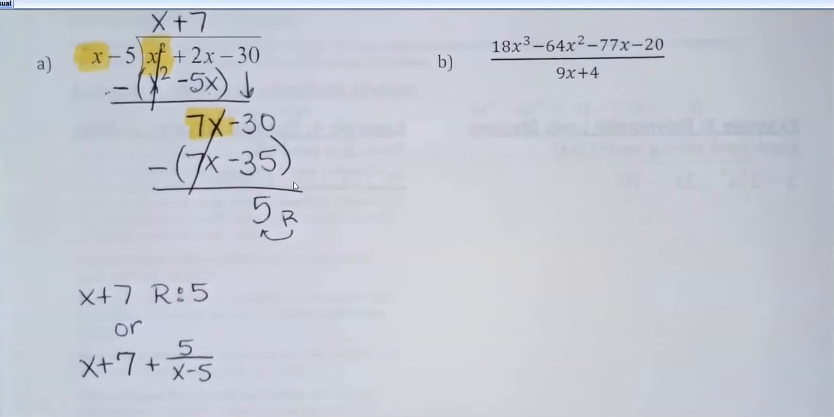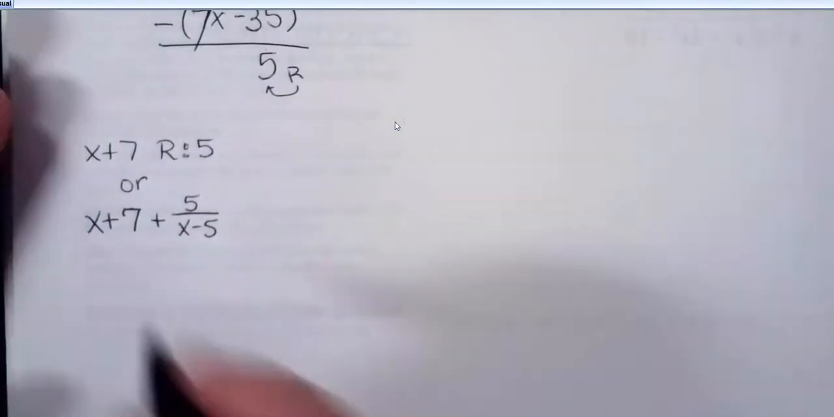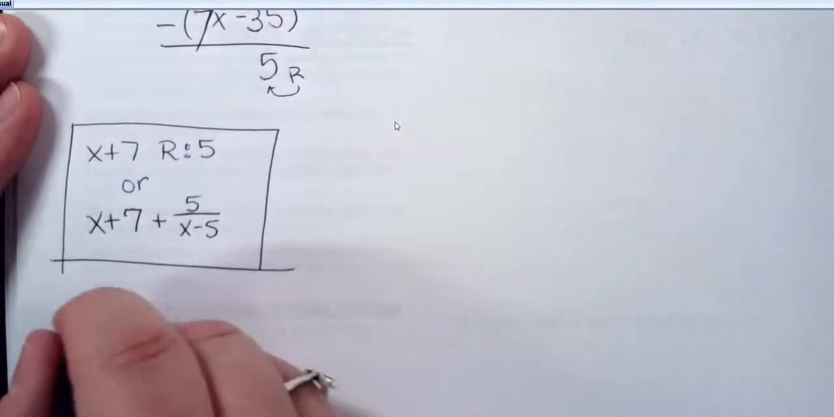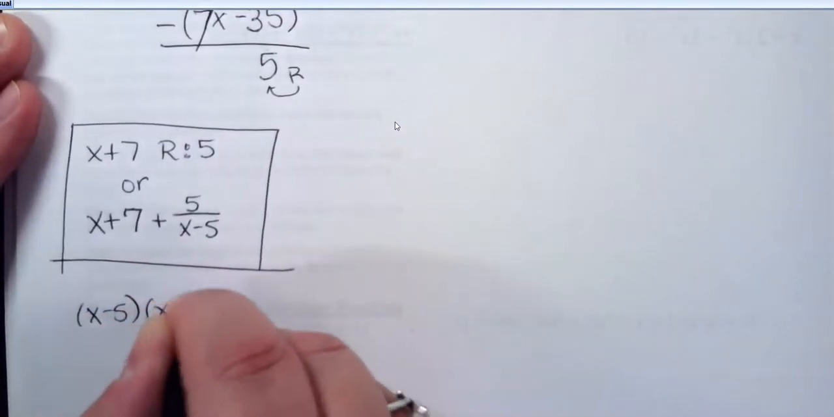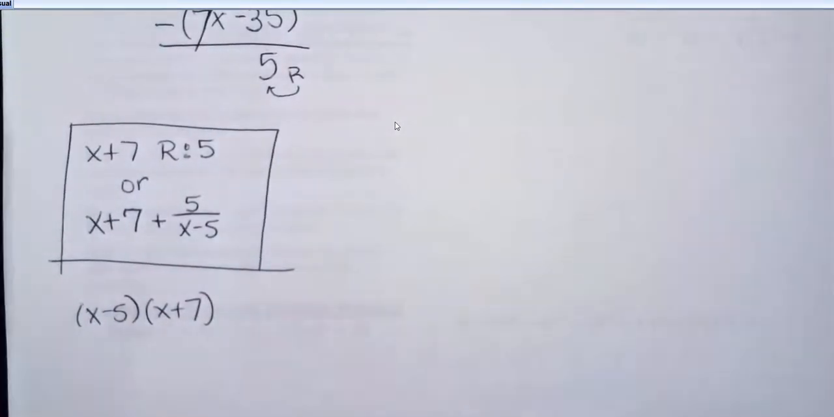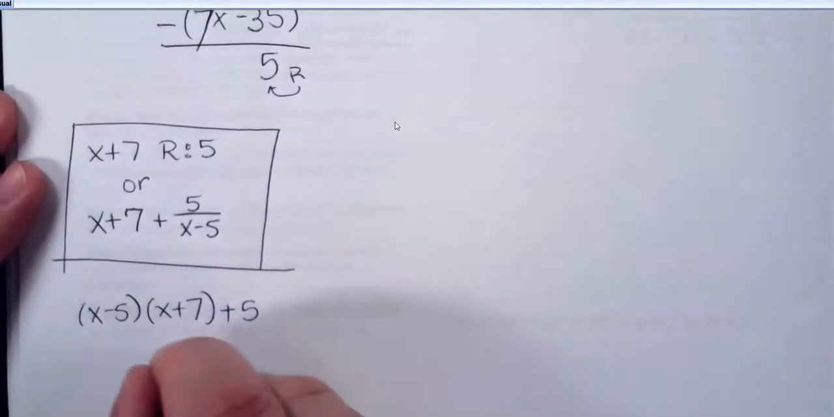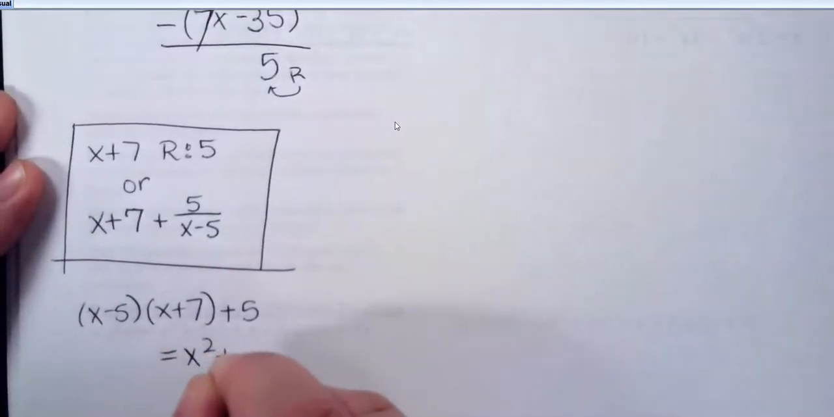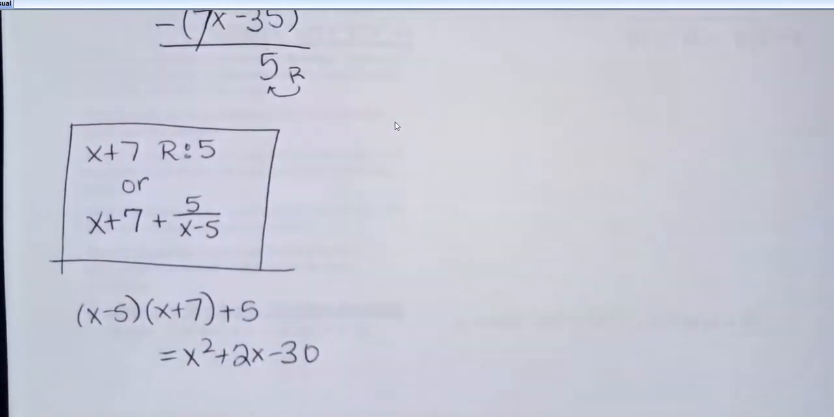Now, what does this mean? Let me scooch this up just a teeny tiny bit again. These are my answers here. What it means is if I would take x minus 5 and FOIL or box that up with x plus 7, I would have to add 5 at the end, and that would give me back what was underneath the division sign. That's what that means. These are the actual answers because I'm just dividing right there, but that's what it means.